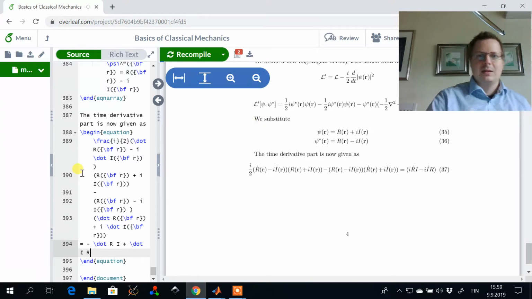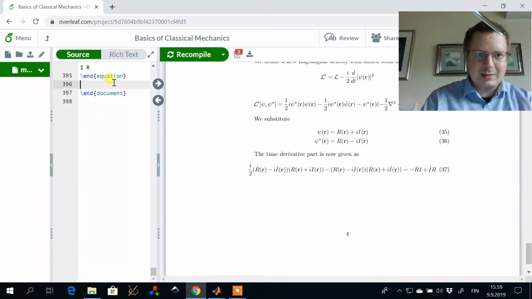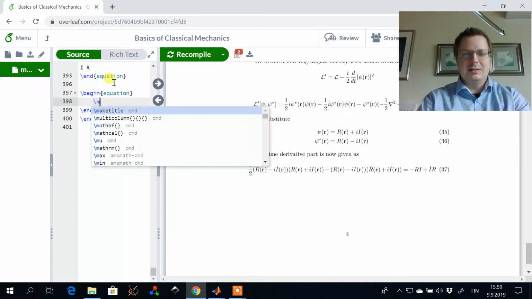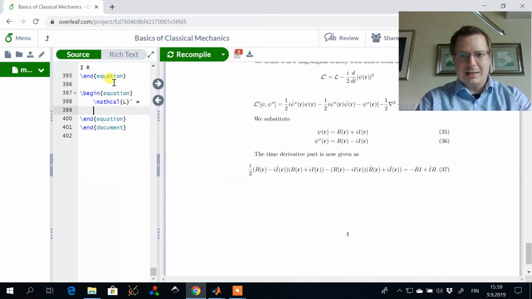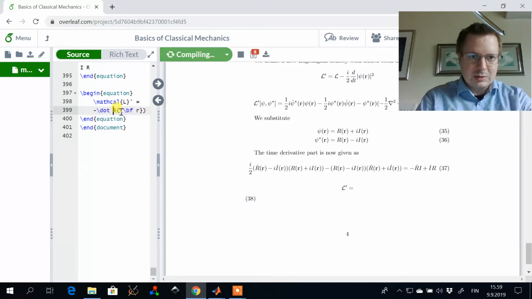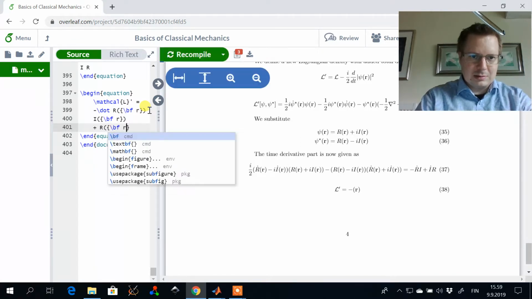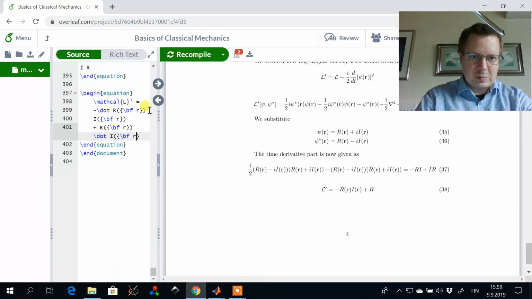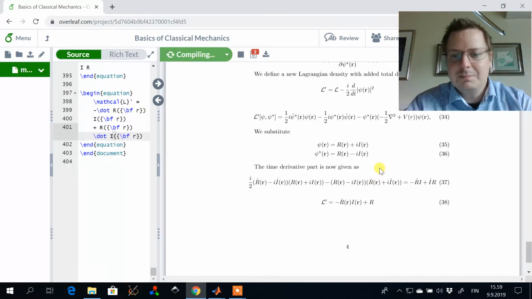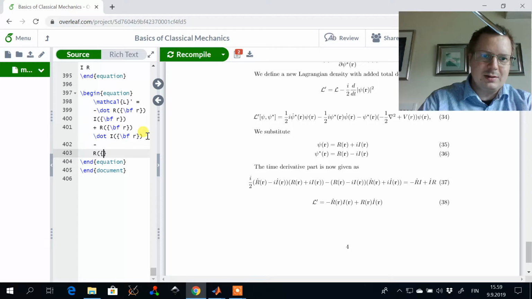Okay, so we actually can now have the new Lagrangian density, and it will be minus r minus dot r times I, and then plus r dot I. Okay, and then also we will have the field r.